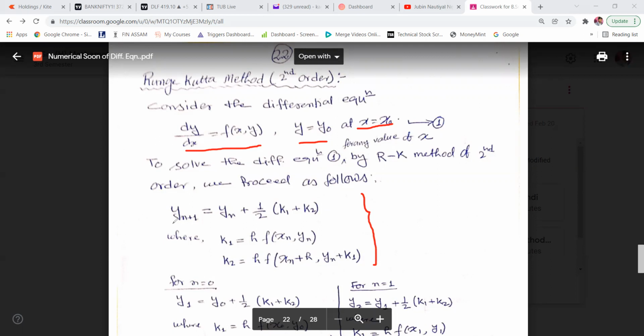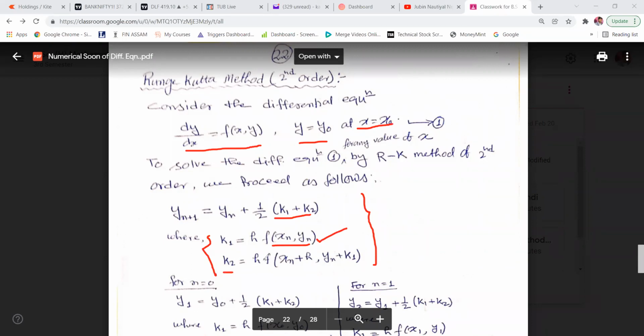Okay, so that is what the iteration will be. What is the iterative equation? y(n+1) is equal to yn plus half (k1 plus k2). This k1 and k2 will be defined like this. What is k1? k1 is h into f of (xn, yn). The function you already know, and the value of x is given here, the value of y is given. So in the given function, in place of x you put xn, in place of y you put yn. You will get k1.